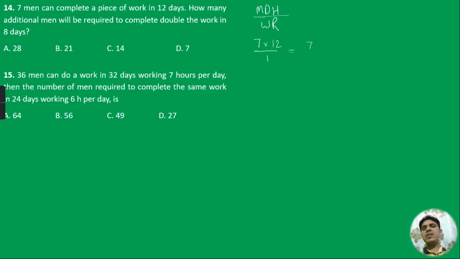That means 7 men are there. Additional men, that means 7 plus x. How many additional men will be required to complete the double of that work in 8 days? So this is the equation. Just simply solve that. This will be cut 4 times, this will be cut 3 times. So answer of x will be 21 minus 7. So this will be 14. So students, answer of this question will be 14.